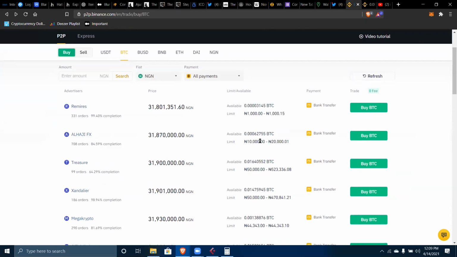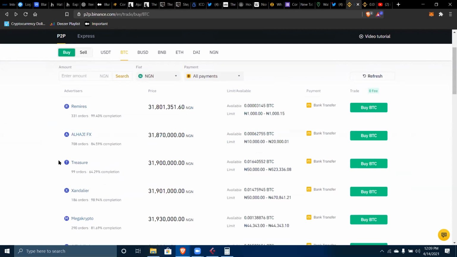And this guy is selling like 10,000. That's the smallest amount you can buy from him, 10,000 naira. Then the highest volume he has is 20,000 naira. So let's say I want to buy 500,000 naira worth of USDT. If I'm buying with these guys, I'm buying in bits. I'll be breaking it down small.